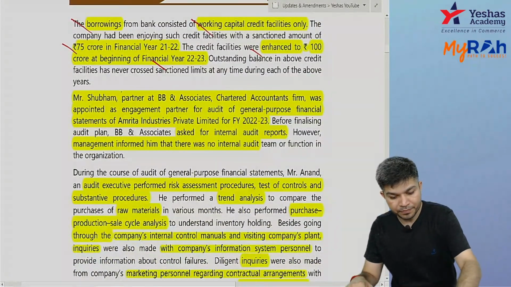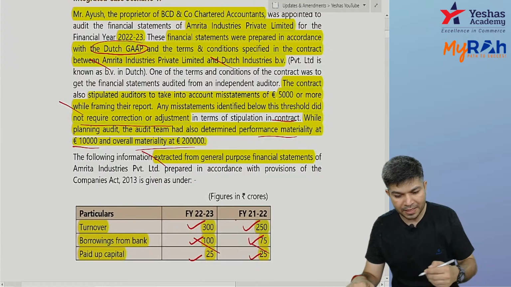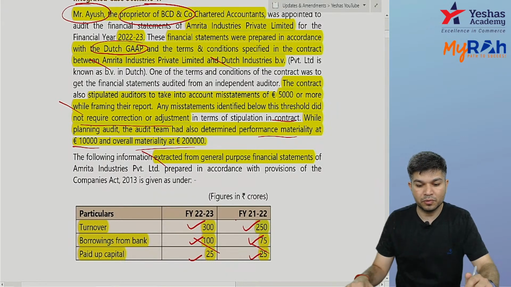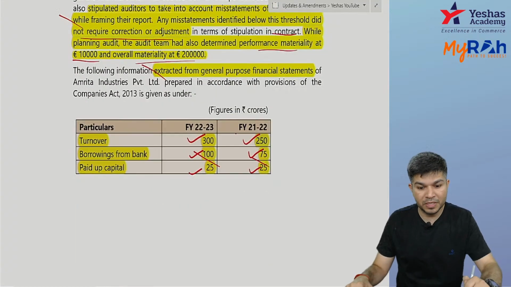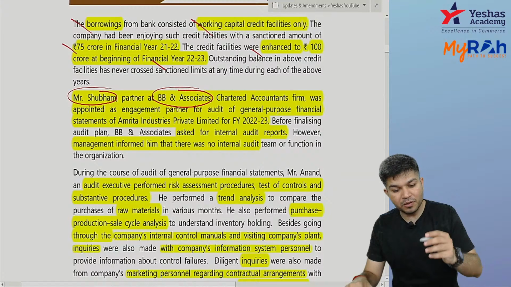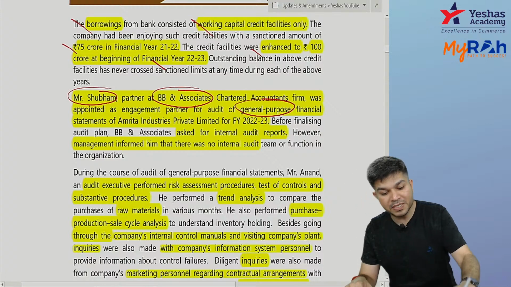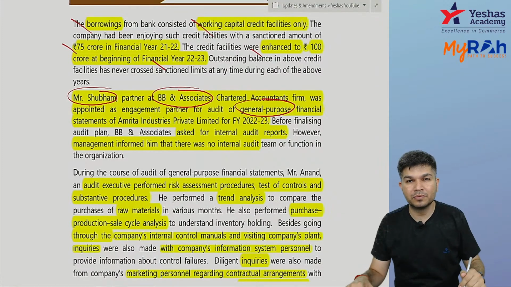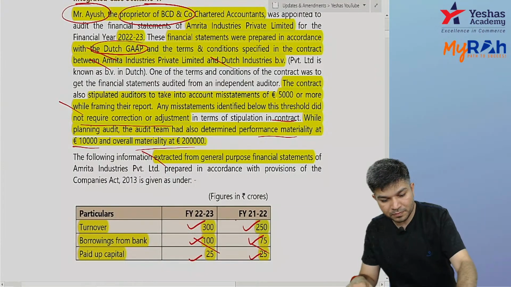Now, Shubham, the partner at BB and Associates. Earlier we had Ayush, proprietor at BCD and Company. So there are two chartered accountants. One is Ayush, proprietor of BCD and Company, appointed as auditor. And now they are telling us Shubham, partner of BB and Associates, is appointed as engagement partner for audit of general purpose financial statements. So that earlier one was financial statements prepared as per Dutch GAAP. Can I say that is nothing but a special purpose financial statement, as per Dutch GAAP?